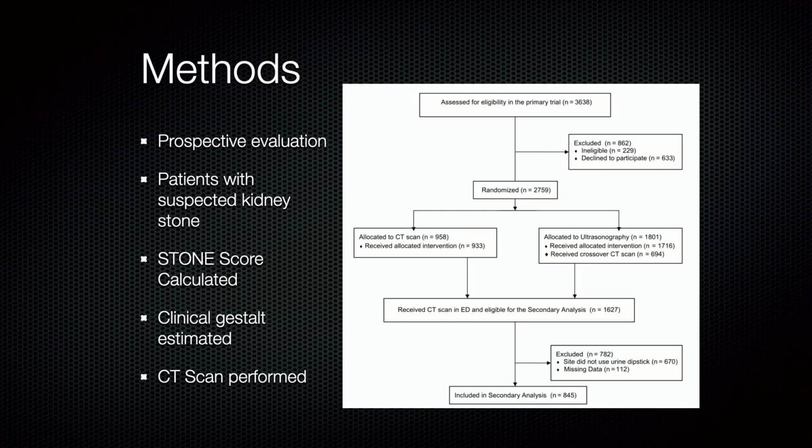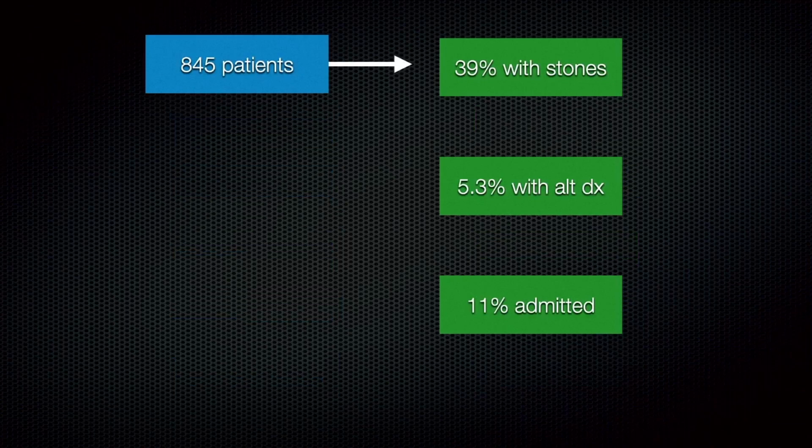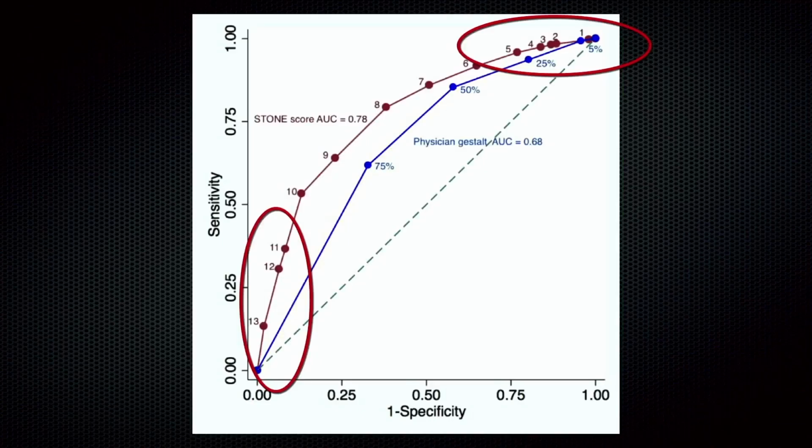So what they did is they did a prospective evaluation of patients with suspected kidney stones. They calculated a stone score. They got a clinical gestalt from the physician, and they scanned the patients, right? And they basically said, here's our clinical gestalt, or here's the stone score, and they measured off the clinical gestalt on this little bracket on the right hand side here, and they ran people through the protocol. And so they found about 40% of people with stones, 5% with an alternate diagnosis, and 11% of them were ultimately admitted. And so they found an ROC curve that outperformed physician gestalt for sure when you evaluate these patients with a stone score.